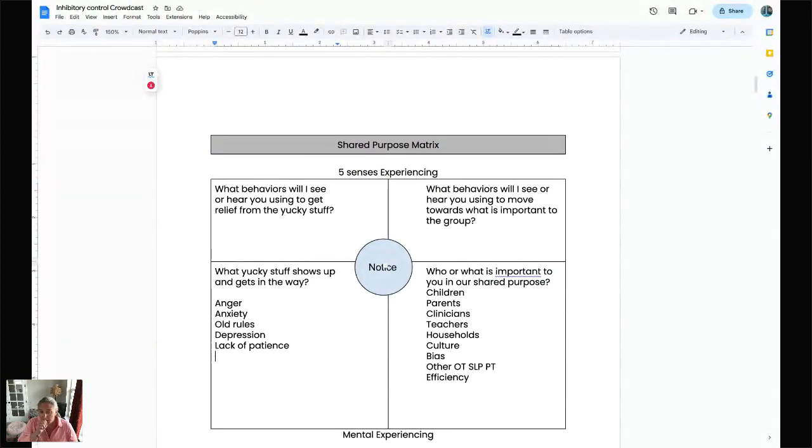I think a little bit of hopelessness shows up too. Like, am I ever going to get there, right? Are we ever going to get that tiny spot where we can teach that pause, where we can help with that pause? All right, a lot of yucky stuff shows up. I'm going to keep moving. What behaviors will I see or hear you using to get relief from that yucky stuff?